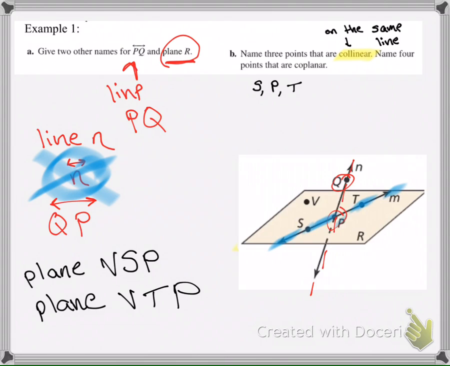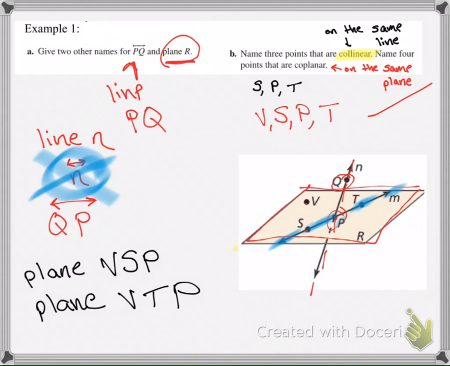Okay, so now we want to name 4 points that are coplanar. Coplanar is a lot like collinear, on the same plane. Coplanar means on the same plane. Okay, so we're looking for 4 points that are on the same plane. Here I have this plane right here. Let's find 4 points that are on the same plane. Well, I only see 4 points on that plane, V, S, P, T. So coplanar would be points V, S, P, and T. Those are my coplanar points. Ooh, gee, sorry.